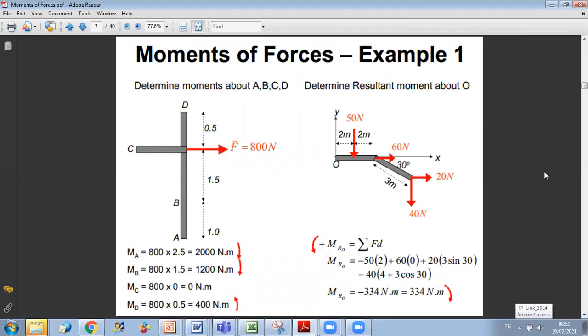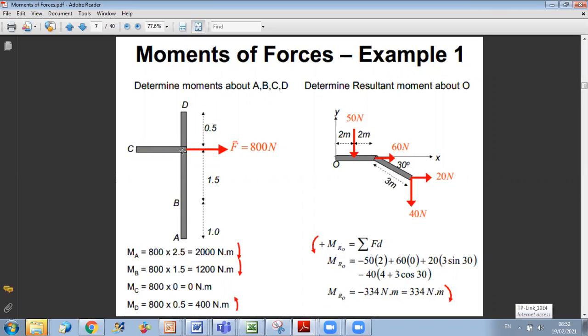Let us do a small example on how to determine moment of forces. Here, for example, I want us to determine moments about A, B, C, and D, and to determine the resultant moment in the second figure. Let us start with the first figure.